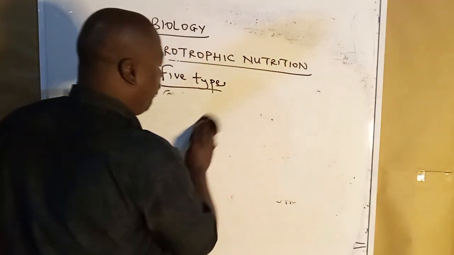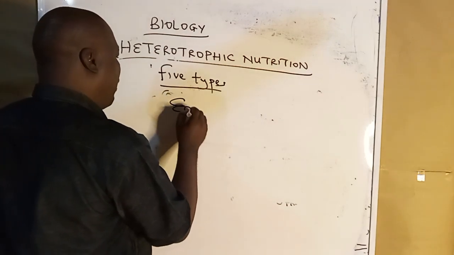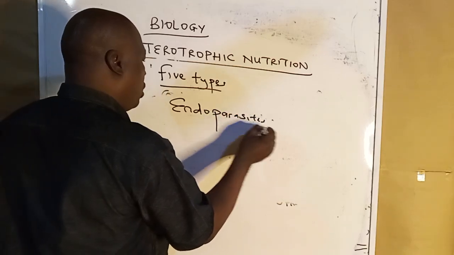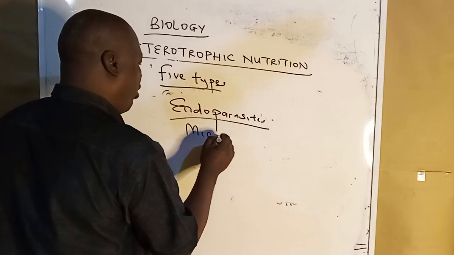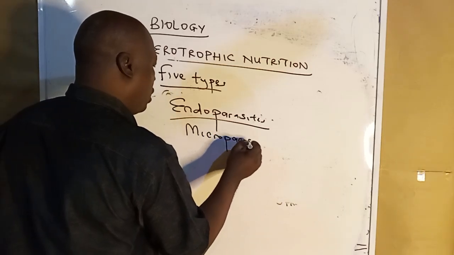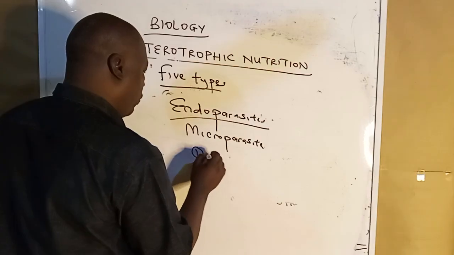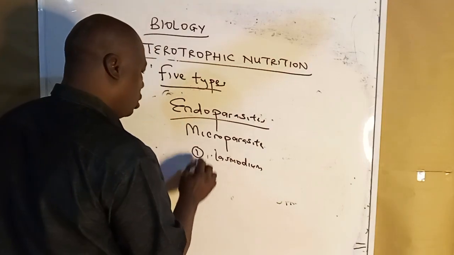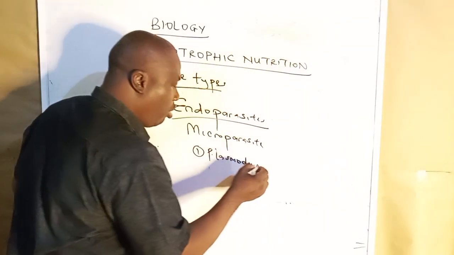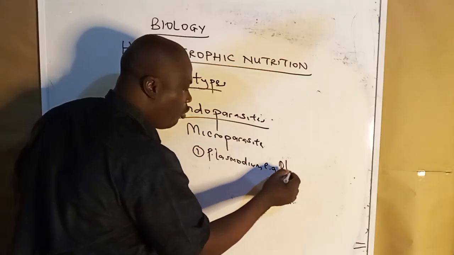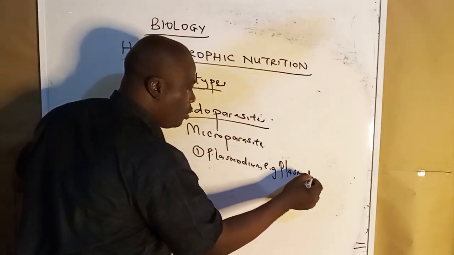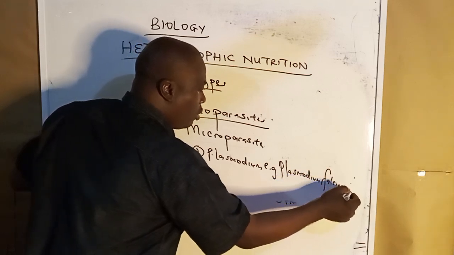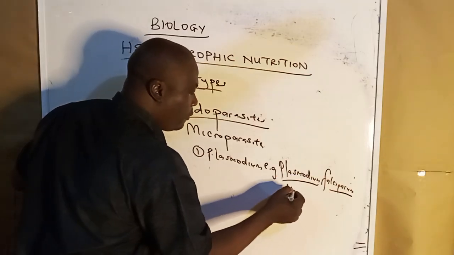Now, under endoparasites, you also have microparasites. You can't see these with your naked eyes. But we have the Plasmodium species. For example, Plasmodium falciparum. This causes malaria.